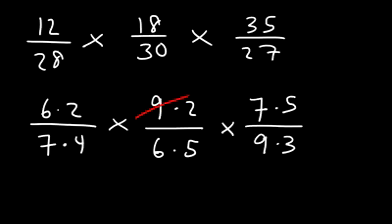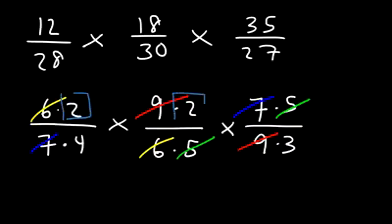So we can cancel a 9. We can cancel a 7. We can cancel a 5. We can cancel a 6. And notice that we can also cancel 4. 2 times 2 is 4. So these 2's can cancel the 4 on the bottom. So what's our final answer here?